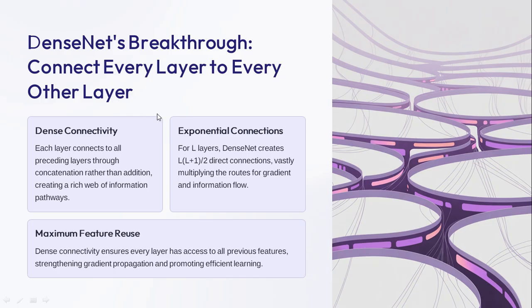The layers have dense connectivity, and there will be a dense block and transition layer, and apart from that we have one more term called growth rate. First of all, dense connectivity, because each layer always connects to all the previous layers through concatenation, compared to addition, because addition is supported by ResNet, but here concatenation is supported, and it supports maximum feature reuse, because the density ensures every layer has access to all the previous features, strengthening the gradient propagation and helping to achieve efficient learning also.